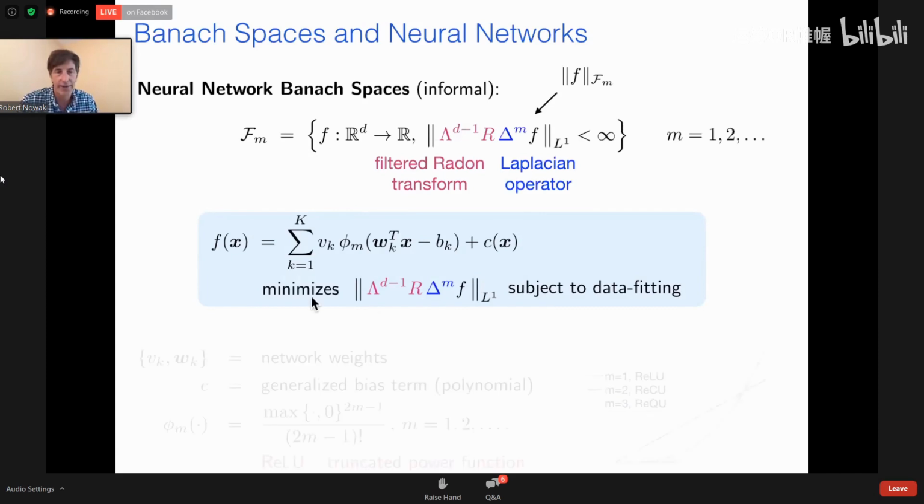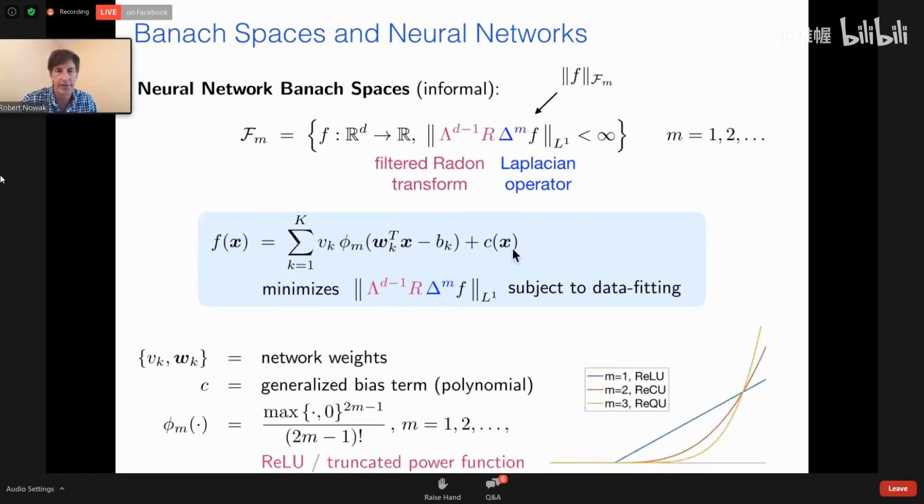The neural networks themselves, here's a little bit more specification about what's going on. It has weights. The V's and W's are just real valued weights. The C function here is just a simple kind of generalized bias term. It turns out to be a polynomial function. The B's are biases, of course. And then the activation functions here are truncated power functions. In the case of M equals 1, this truncated power function is just the familiar rectified linear unit that is used all over the place. For larger values of M, you get rectified cubic, rectified quintic, so higher order polynomials that all have this activation at 0. Okay. So that's what the solutions to these optimizations are.